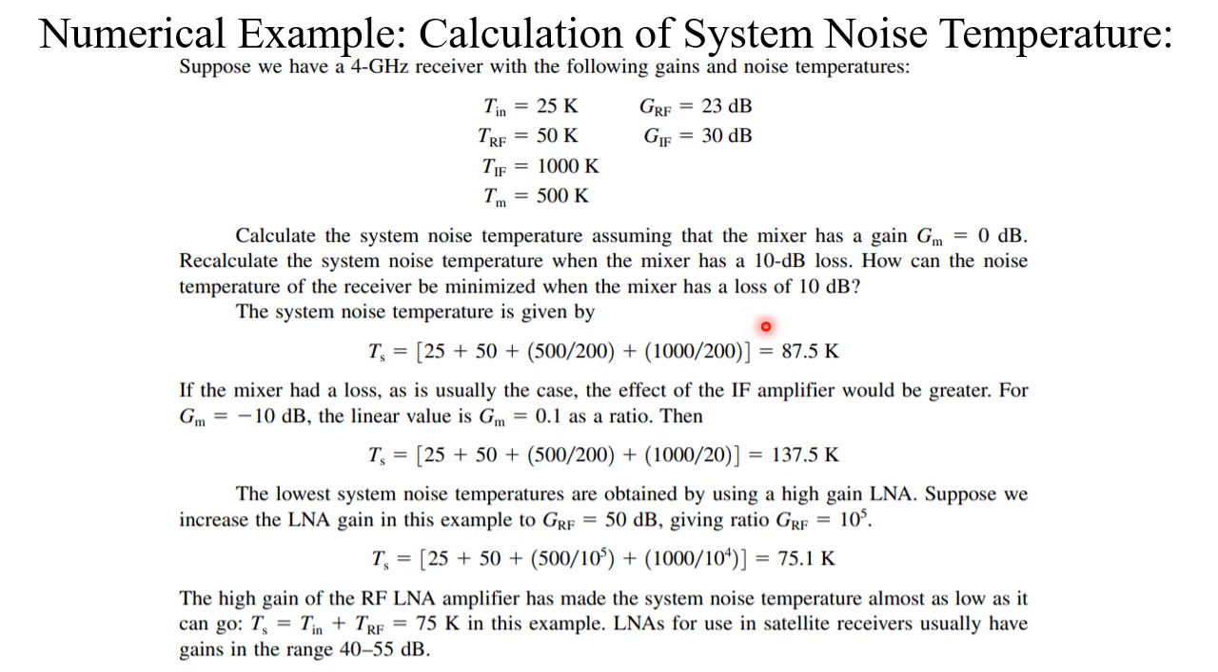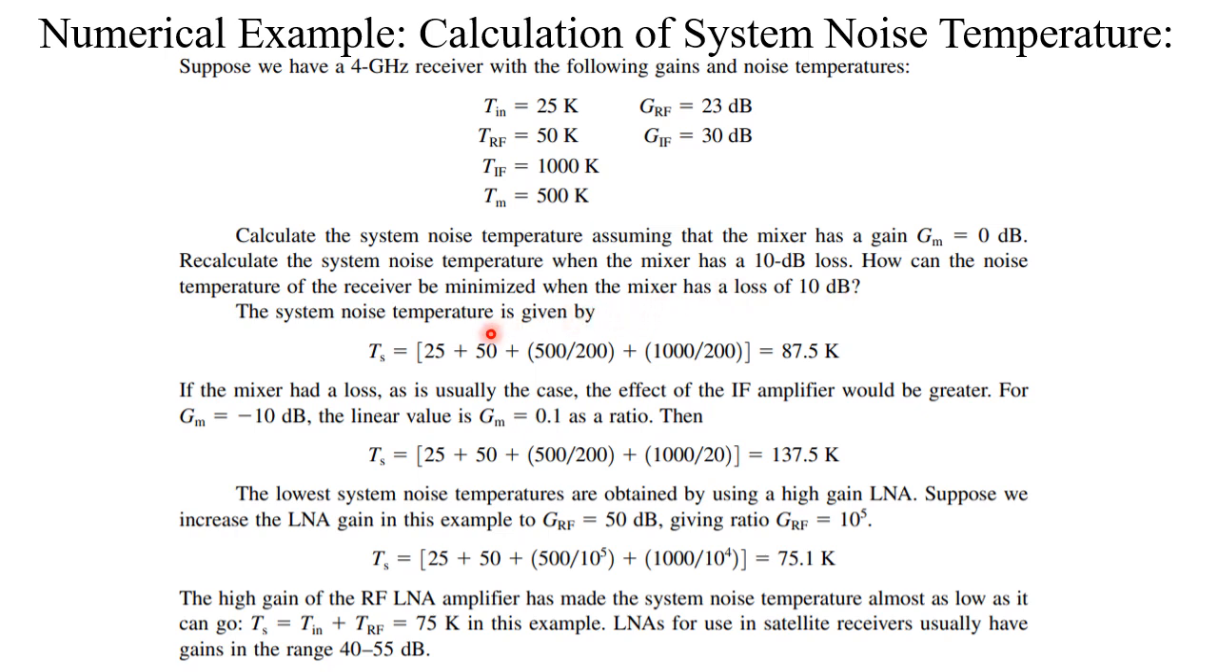Let us have a numerical example related to system noise temperature. Suppose we have a 4 GHz receiver with noise temperature and gain like this. Calculate the system noise temperature assuming that the mixer has a gain of 0 dB. Recalculate the system noise temperature when the mixer has a loss of 10 dB. How can the noise temperature of the receiver be minimized when the mixer has a loss of 10 dB?